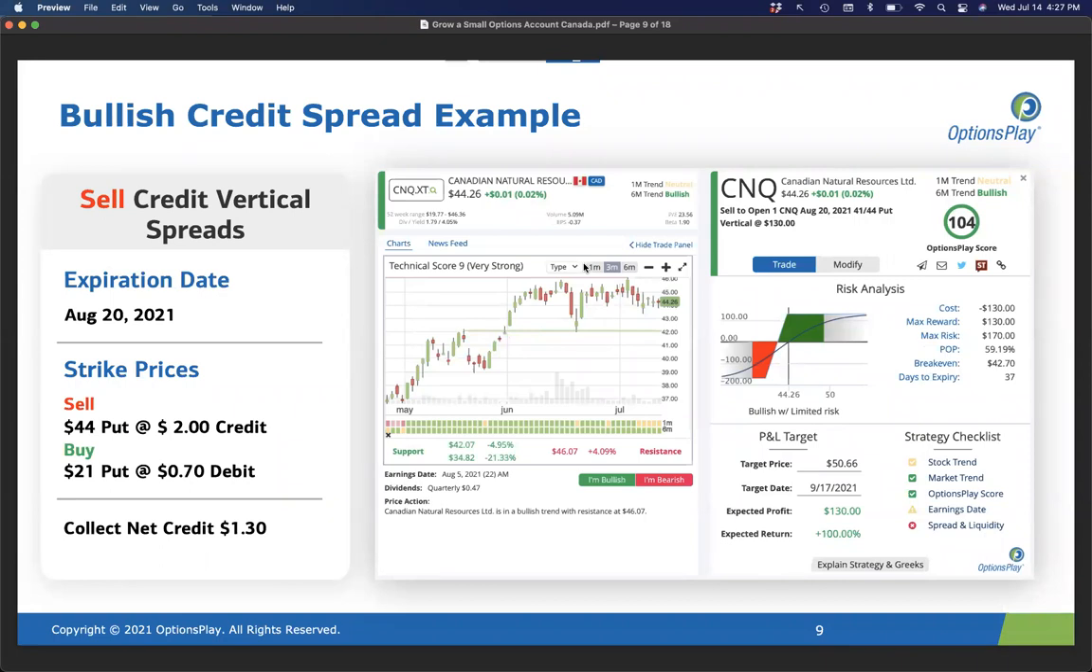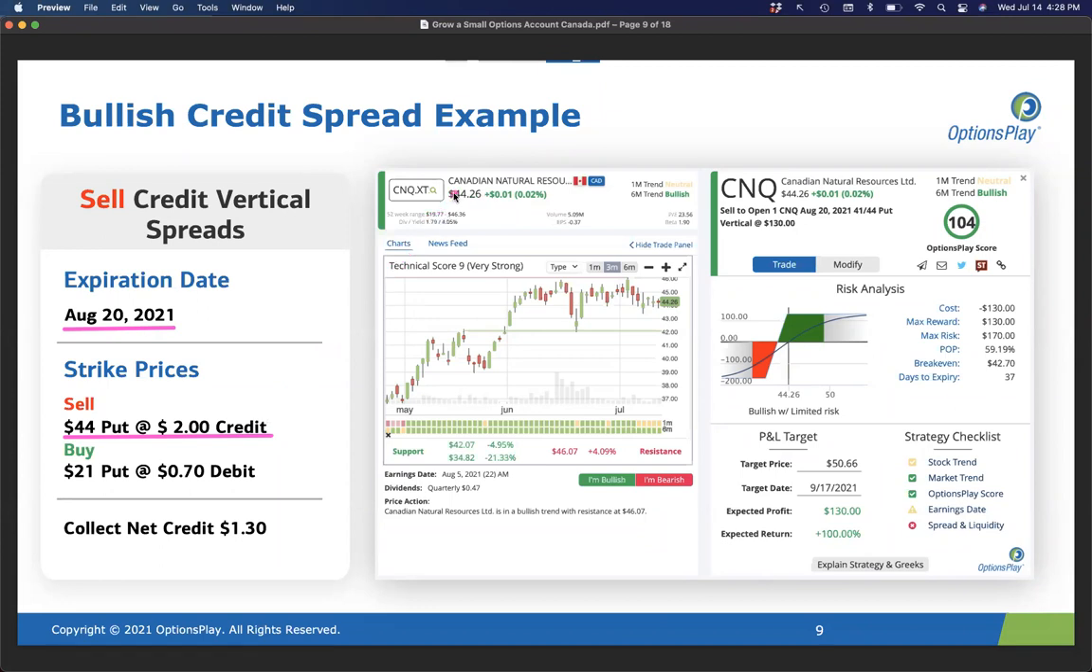And this is really where credit spreads come in, right? You don't have to necessarily time the markets very well. You could just have a loose directional view, and credit spreads are potentially suitable. So I'm going to show you a potential credit spread here on CNQ. Going out to the August 20th expiration, I'm going to sell the $44 put for $2. I'm selling the $44 put because that's where the current price is roughly trading.